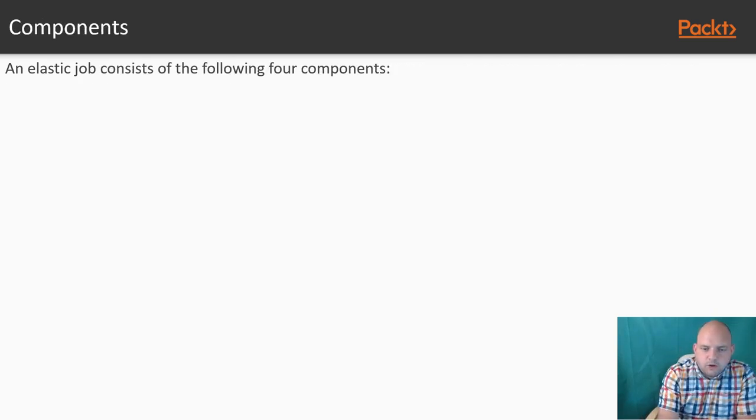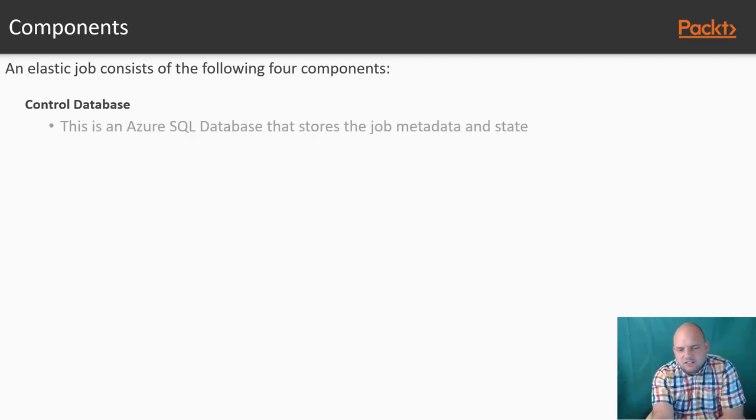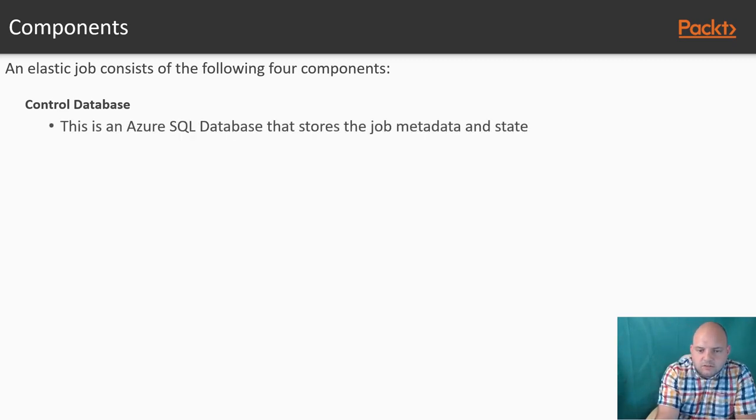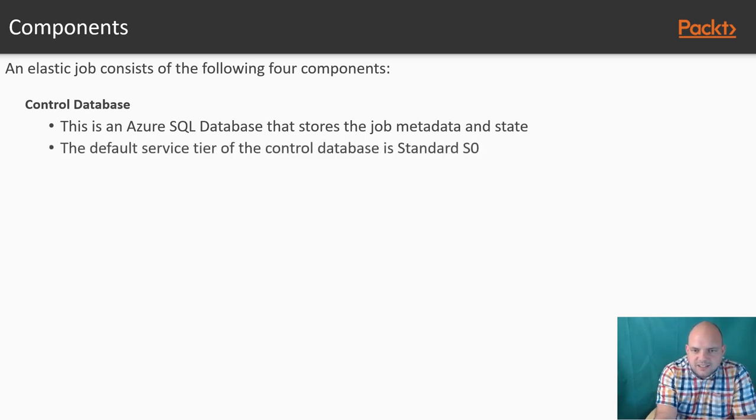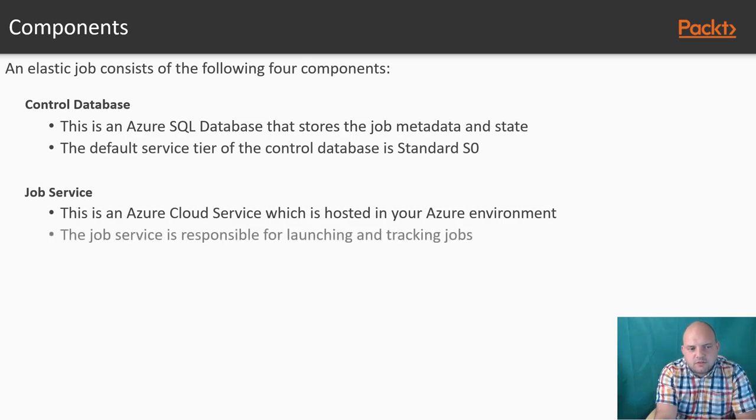Now, there are four components that make up an Elastic Job. We touched on some of these in the diagram. We've got the control database. This is an Azure SQL database that stores job metadata and state information. The default service tier of the control database is Standard S0. Then we've got the job service. This is an Azure cloud service. It's hosted in your Azure environment, and the job service is responsible for launching and tracking jobs.